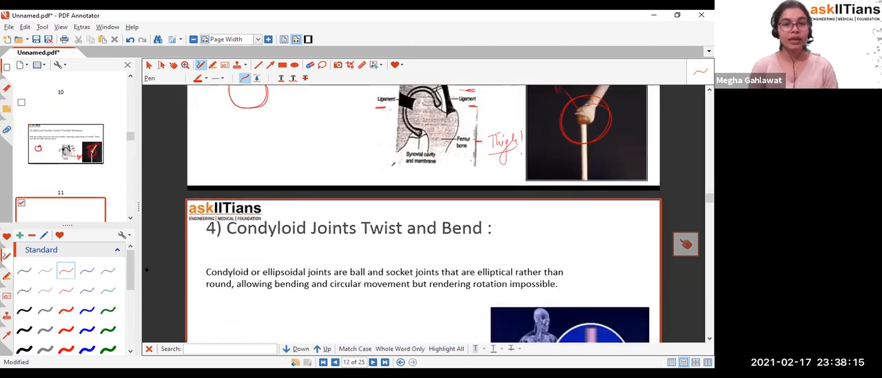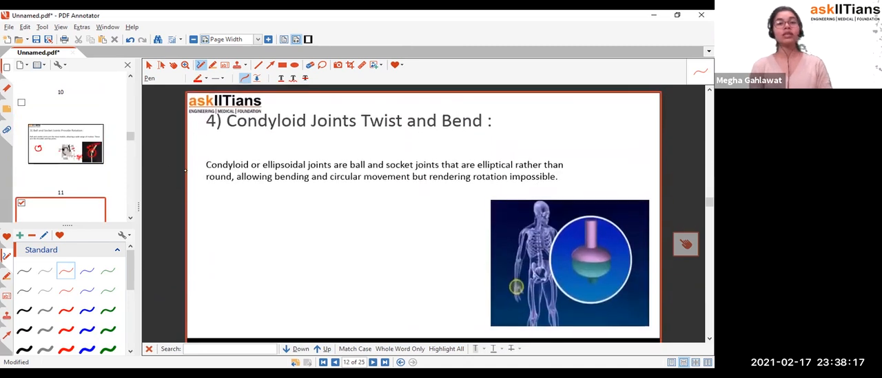Now that being said, we have the next joints which are called the twist and bend or the condyloid joints. Condyloid joints are also a kind of ball and socket joint. The only difference is that they are elliptical. Elliptical means they have this kind of shape. They're not perfectly rounded, they have an elliptical shape. And that is why they allow bending, circular movement and round movements. But then again, proper rotation is not that possible.